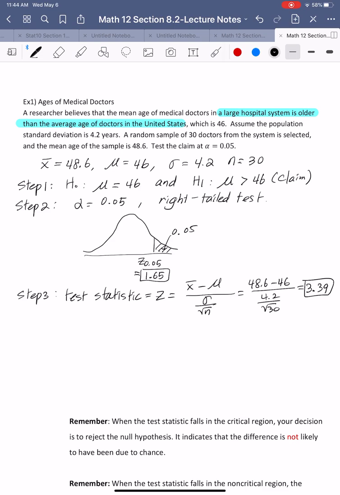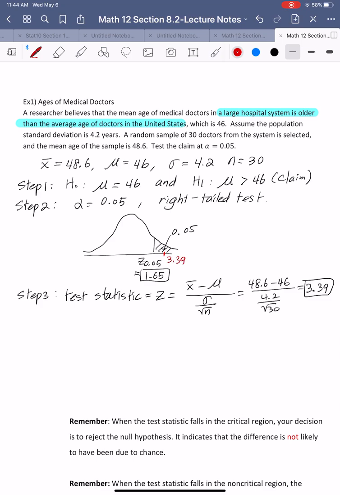Now you need to actually put the 3.39 on the normal curve. So as you notice, 3.39 is about here, right? So this is 3.39. So it's in the critical region.